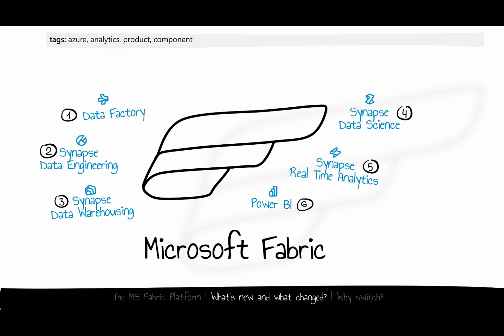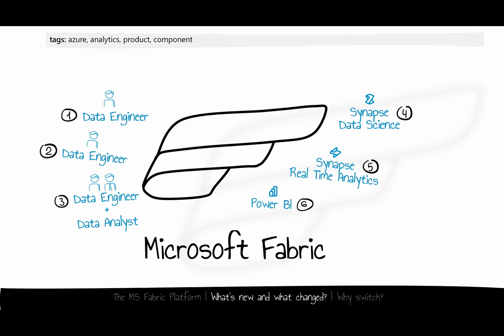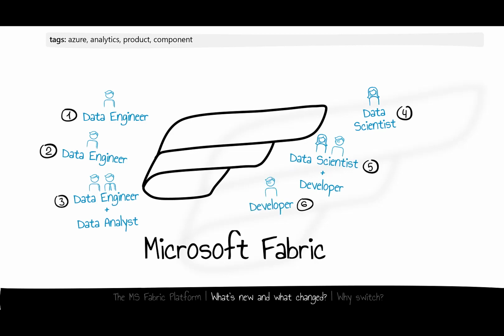The experiences available to us are Data Factory, Data Engineering, Data Warehousing, Data Science, Real-Time Analytics, and Power BI. One or more data engineers are tasked with the work of moving data in the organization. The data engineering experience is of course meant for a data engineer's role or persona. For Synapse Data Warehousing, the assigned roles are a data engineer and a data analyst. The Synapse Data Science experience is used by a data scientist. For the Synapse Real-Time Analytics area, the defined roles are a data scientist and developer. Finally, a developer is responsible for creating Power BI reports.